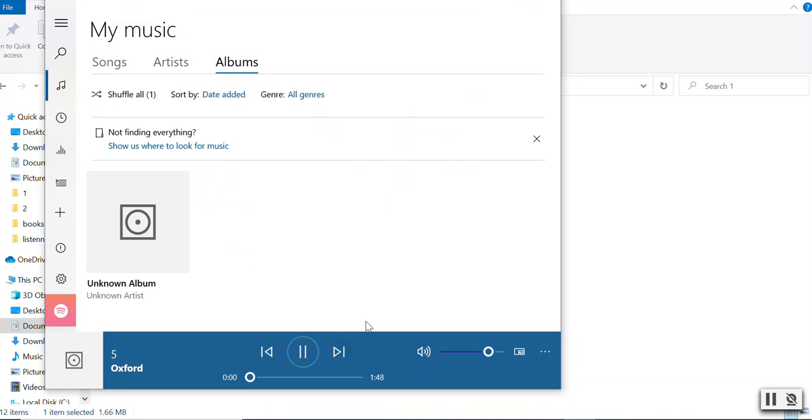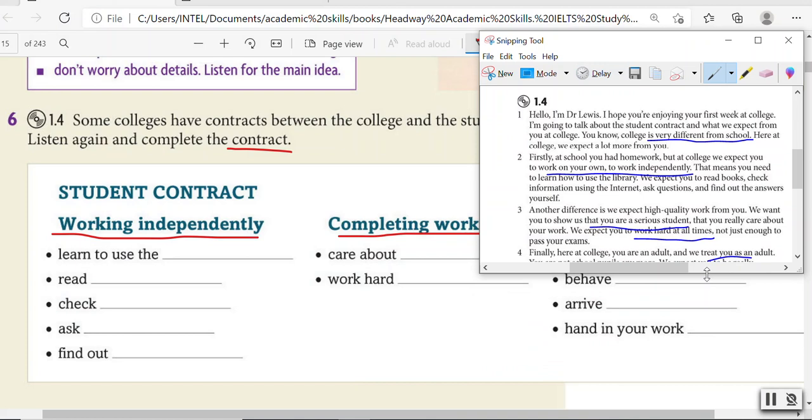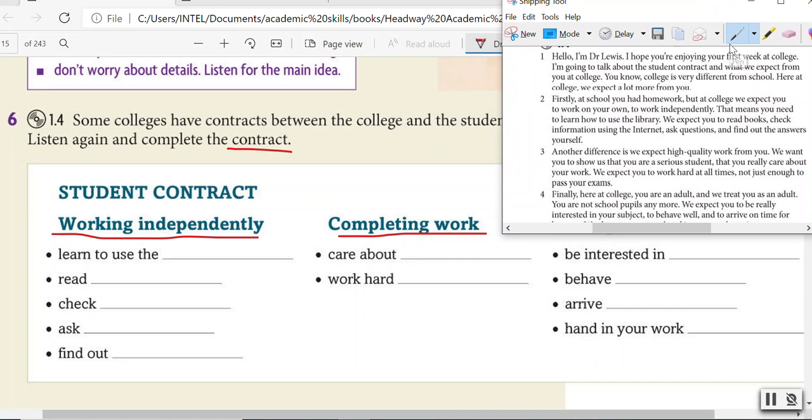Hello, I'm Dr. Lewis. I hope you're enjoying your first week at college. I'm going to talk about the student contract and what we expect from you at college. You know, college is very different from school. Here at college, we expect a lot more from you. Firstly, at school you had homework. But at college, we expect you to work on your own, to work independently. That means you need to learn how to use the library. We expect you to read books, check information using the internet, ask questions, and find out the answers yourself.